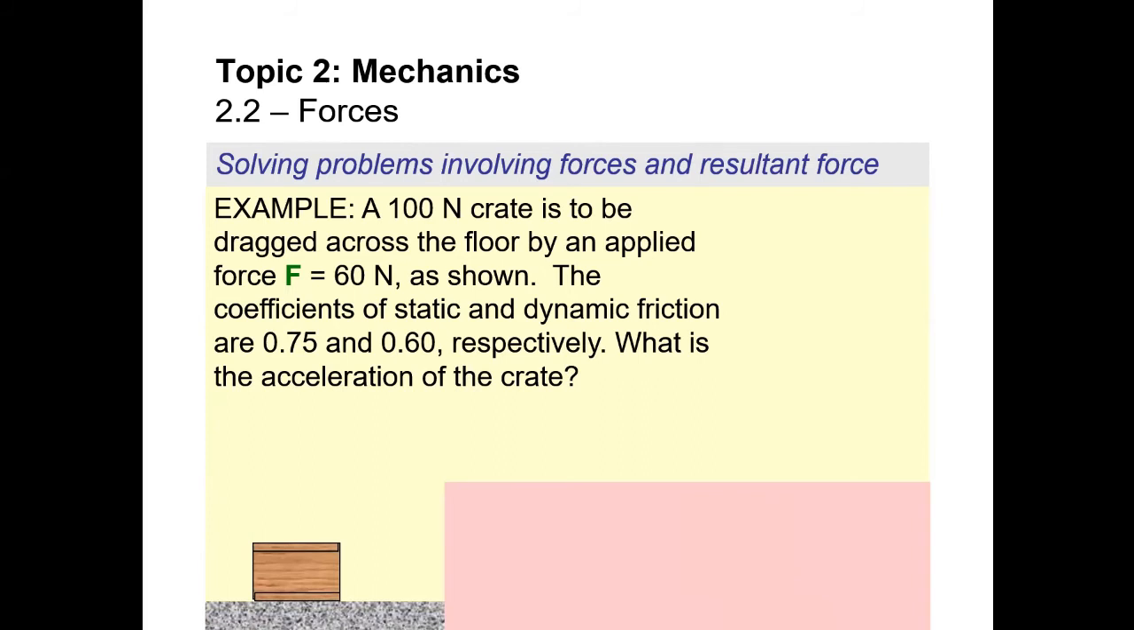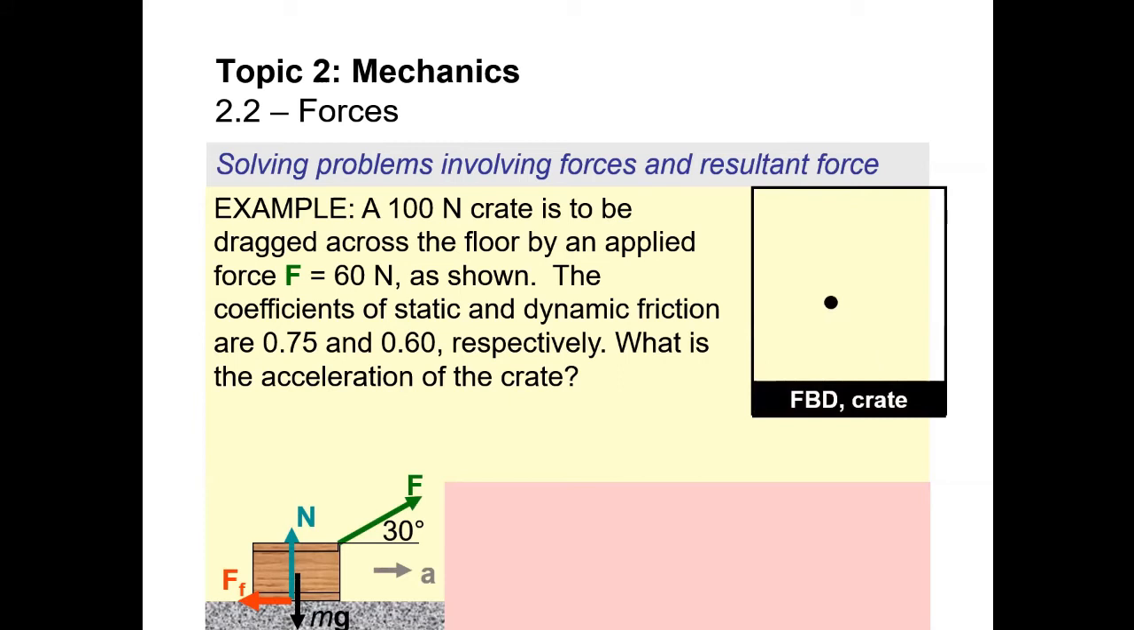A 100 Newton crate is to be dragged across the floor by an applied force of 60 Newton as shown. The coefficients of static and dynamic friction are 0.75 and 0.6 respectively. What is the acceleration of the crate? Okay, so we have the free body diagram: weight downward, reaction force upward, applied force F, and friction force.